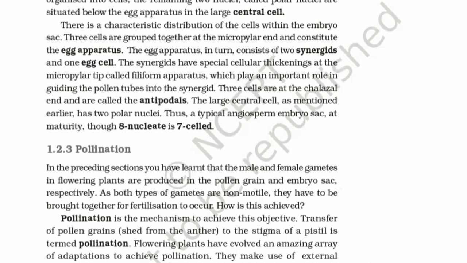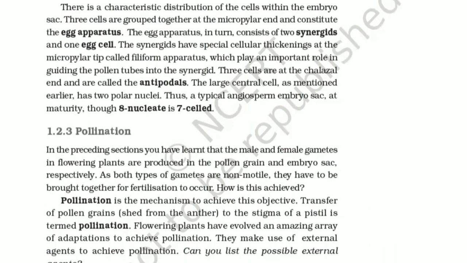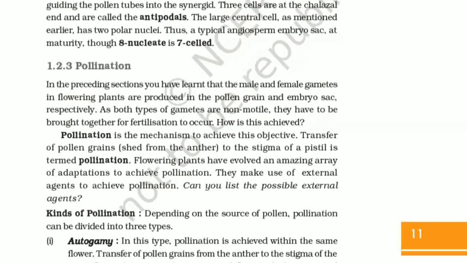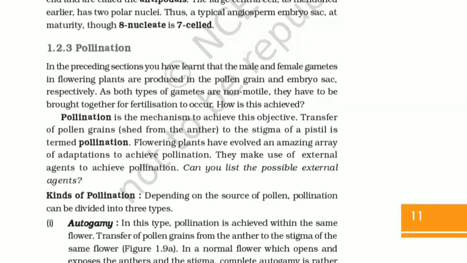There is a characteristic distribution of the cells within the embryo sac. 3 cells are grouped together at the micropylar end and constitute the egg apparatus. The egg apparatus in turn consists of 2 synergids and 1 egg cell. The synergids have special cellular thickenings at the micropylar tip called filiform apparatus, which play an important role in guiding the pollen tubes into the synergid. 3 cells at the chalazal end are called the antipodals. The large central cell, as mentioned earlier, has 2 polar nuclei. Thus, a typical angiosperm embryo sac at maturity, though 8 nucleate, is 7 celled.